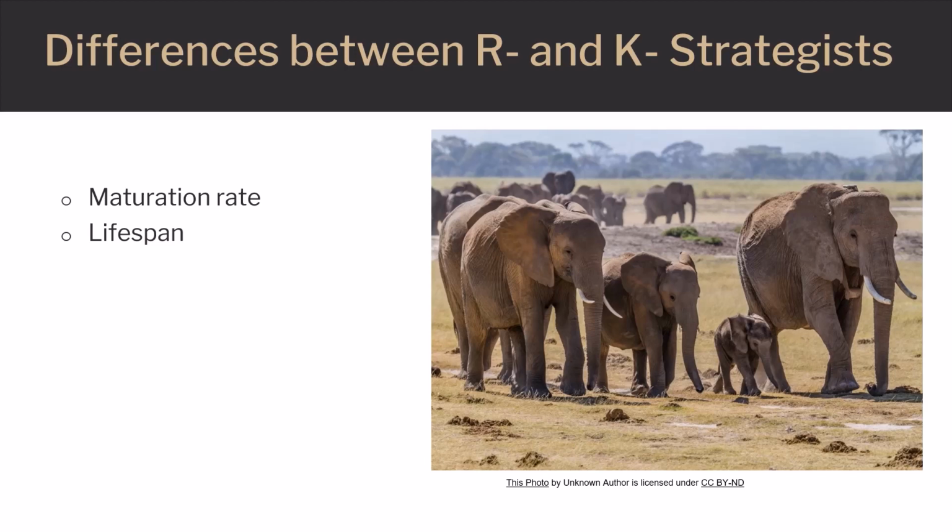The K strategist elephant has a significantly different lifestyle. The elephant does not reproduce for the first 10 to 20 years of life. However, they have a lifespan of approximately 65 years, so the delayed maturation doesn't impact the population in a negative way.